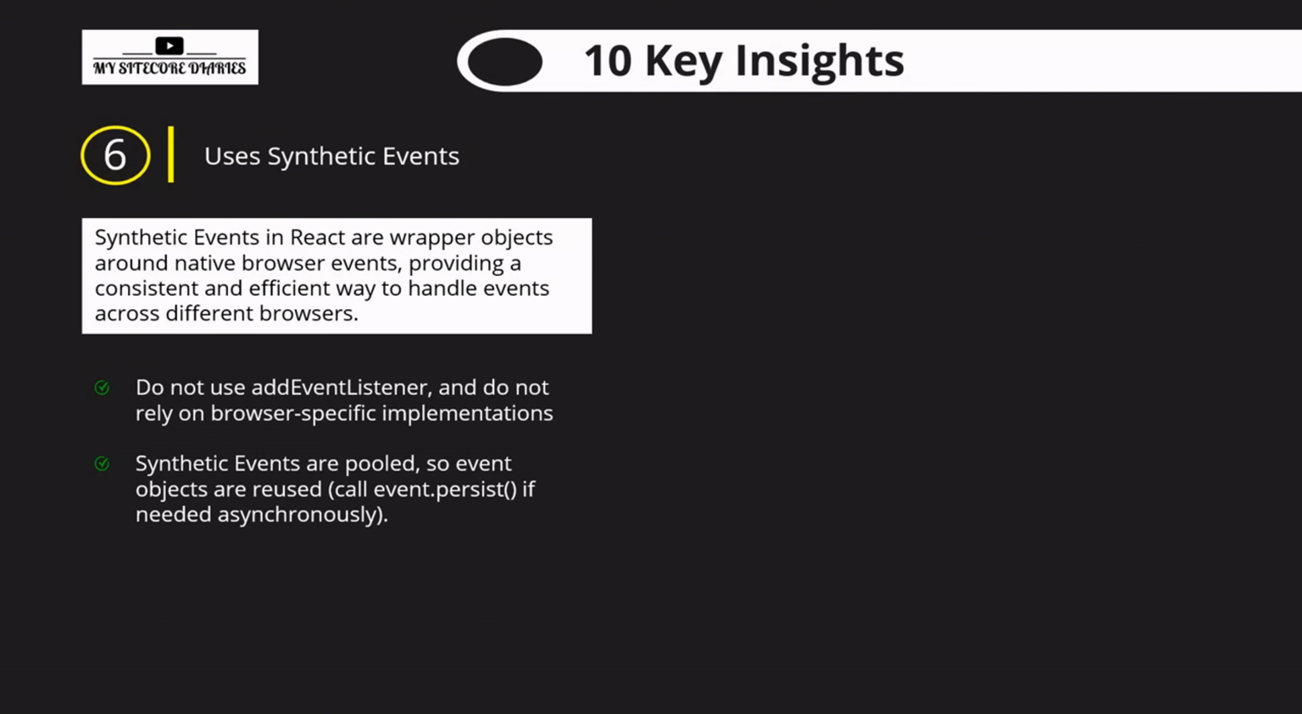And another key point here is that synthetic events are pooled. Now what does it mean that synthetic events are pooled, that we will see in the next slide. But this means React ensures reuse of event objects to optimize the performance. So it reutilizes the event object so that the performance gets optimized.